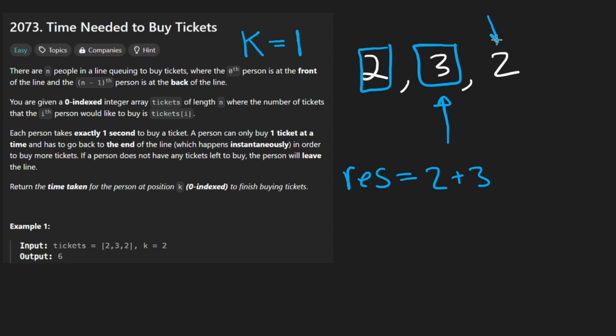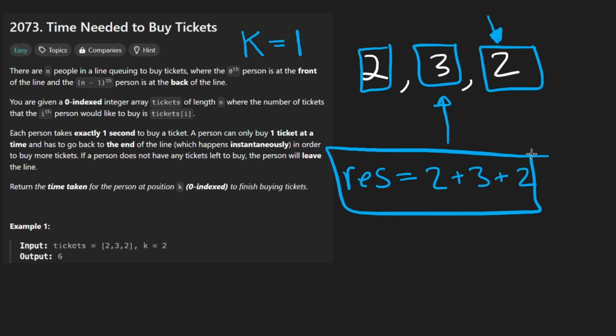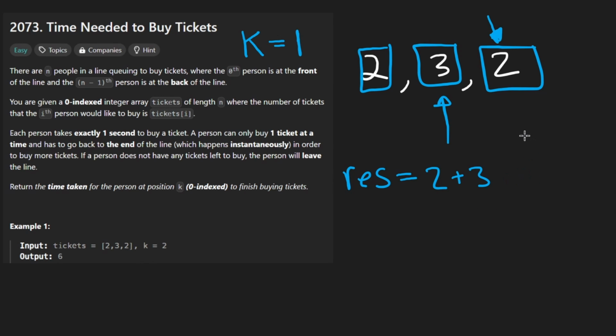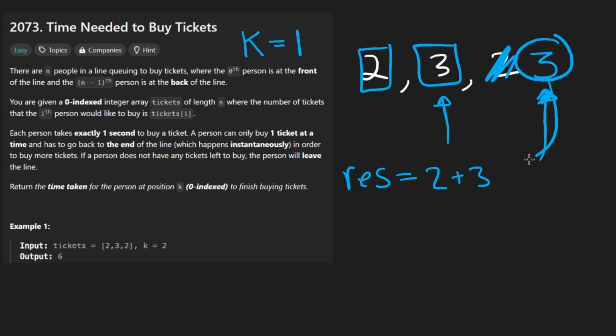Now, though, when we get behind, in this case, it is true that this person needs to buy 2 tickets before this person can then buy their 3rd ticket. So technically, we do add this value to the result. But is that always going to be the case? Let's change the example for a second. What if this was a 3? Does this person need to buy 3 tickets before this person can buy their 3rd ticket? I mean, this person is ahead of this person.